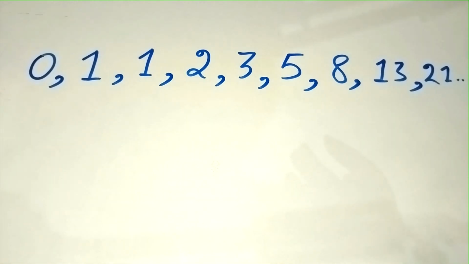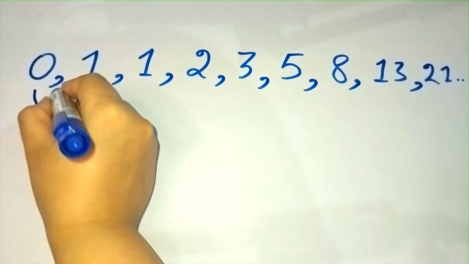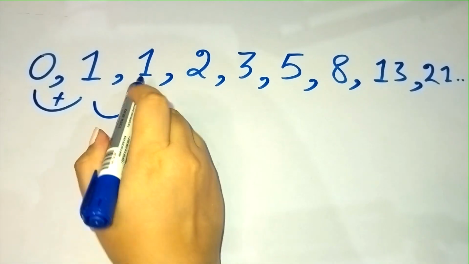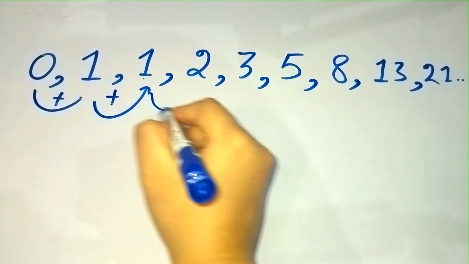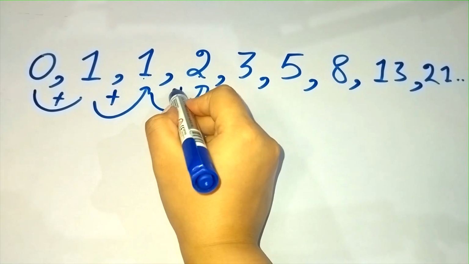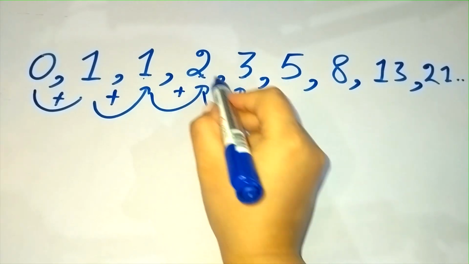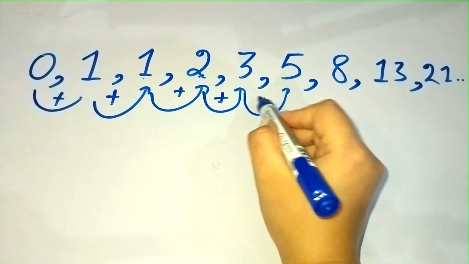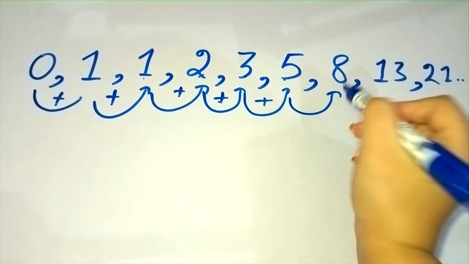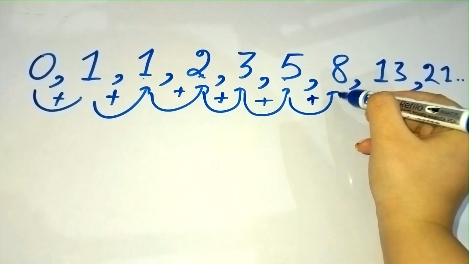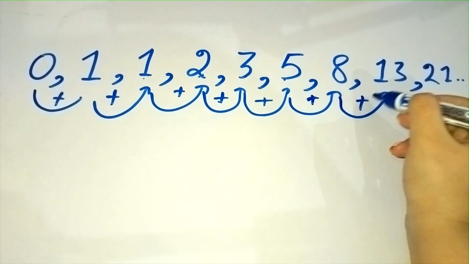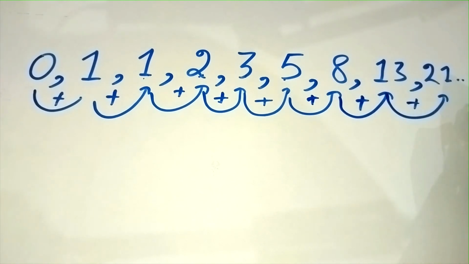The rule is very simple. Every number is obtained by adding the previous two numbers. See, 0 plus 1 is 1, 1 plus 1 is 2, 2 plus 1 is 3, 3 plus 2 is 5, 5 plus 3 is 8, 8 plus 5 is 13, 13 plus 8 is 21 and so on.